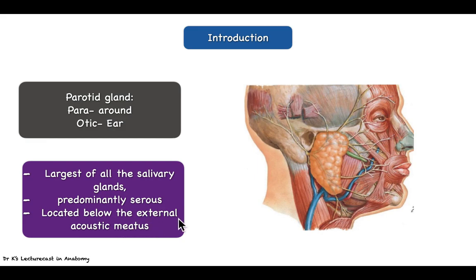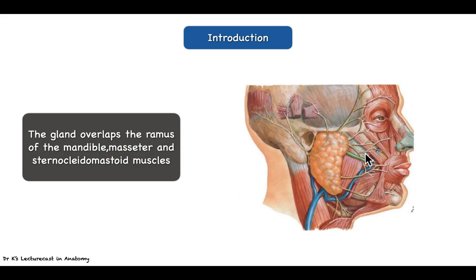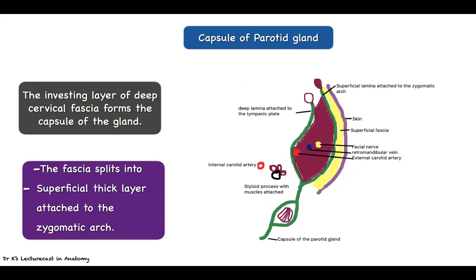It is located below the external acoustic meatus. This is the external auditory or external acoustic meatus. So below that the parotid gland is situated. You can see here the gland overlaps a part of the sternocleidomastoid muscle, the mandible, and over the mandible you can see one of the muscles of mastication, which is the masseter. So it overlaps the mandible, the masseter, and the sternocleidomastoid muscles.